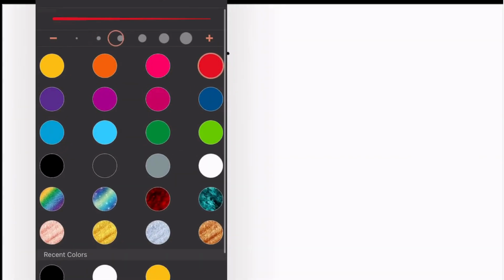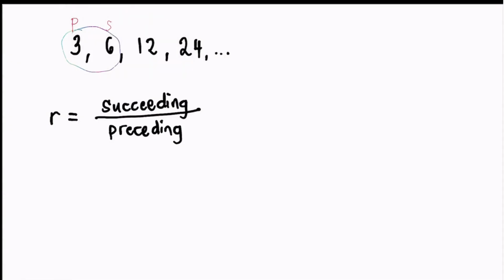Okay? Ayusin lang natin yung ating pencil. So, kunin natin yung common ratio niyan. We have r is equal to succeeding, which is 6, over the preceding, which is 3. And then, if we have this given, we have 6 over 3, 6 is divisible by 3, so that means we're going to divide this by 3. So, 6 divided by 3, that is 2. So, the common ratio is 2.